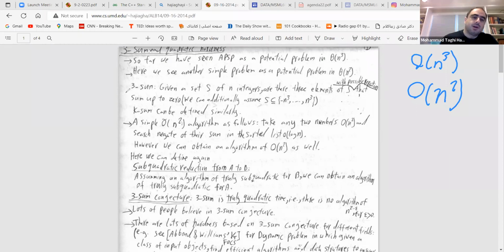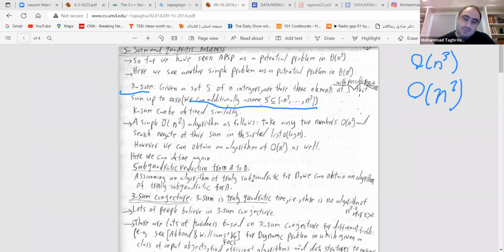So what is the three-sum problem? Here you are given a set of n integers, and these integers can even have some kind of repetition. So one number may appear more than one time. And we can additionally assume that the set is between minus n to the 3 and n to the 3. Note that this is important.